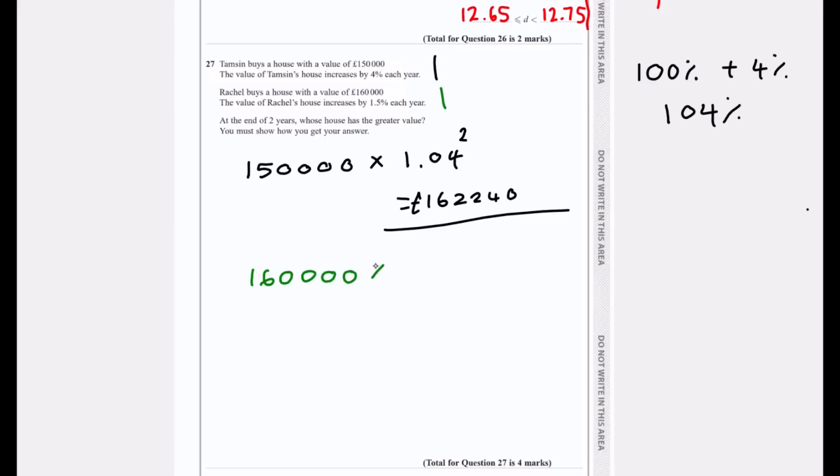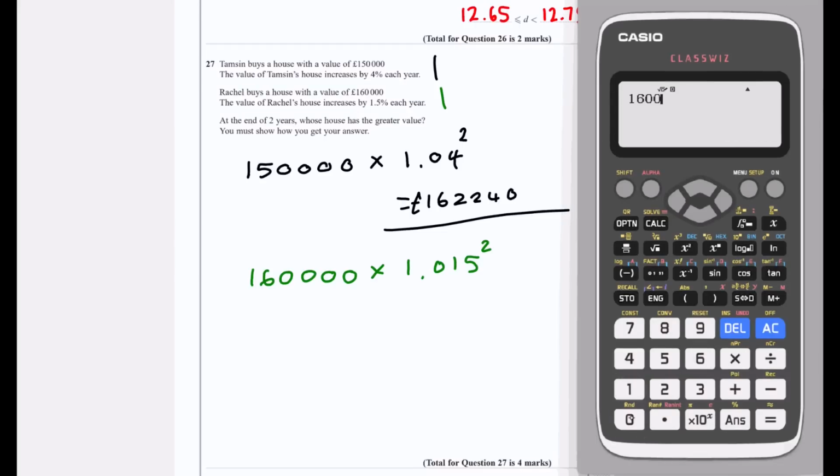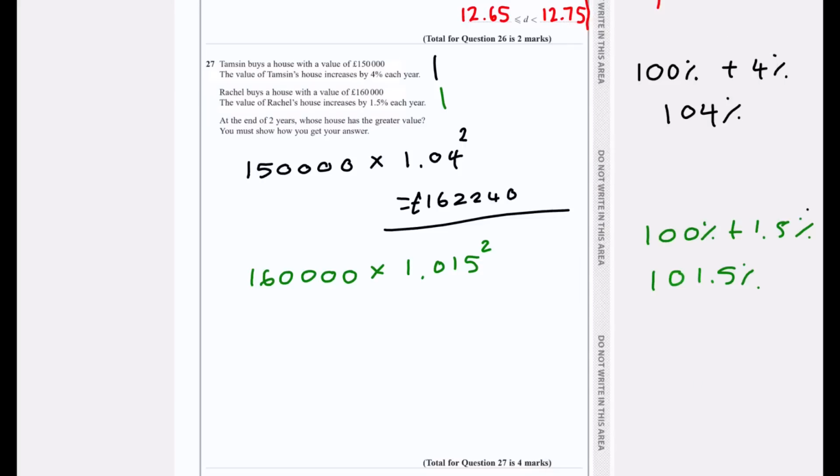For Rachel's house, it's 160,000. And I'm adding on 1.5%. So I want 101.5%. As a decimal, that's 1.015. And again, I'm adding on 1.5% 2 times. So I'll do squared, 2 years. And that's 164,836. So whose house is worth more value? Rachel's house.